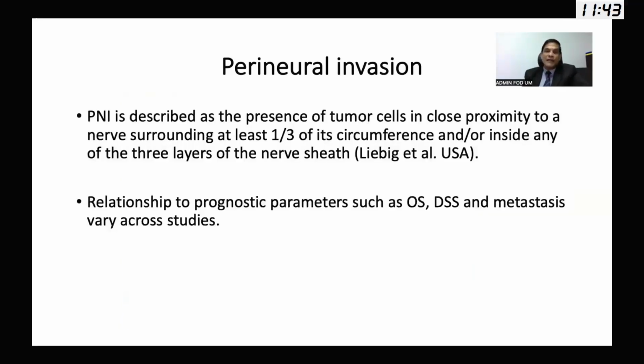Now, for us to say perineural invasion is there, it's usually tumor cells in close proximity to a nerve, surrounding at least 1/3 of the circumference, or inside any of the 3 layers of the nerve, right? As I said, that's the intraneural. But for the perineural, it should cover at least 1/3 of the nerve circumference. But it has been shown with many studies that perineural invasion has a direct relationship with overall survival, disease-free and disease-specific survival, as well as metastasis.